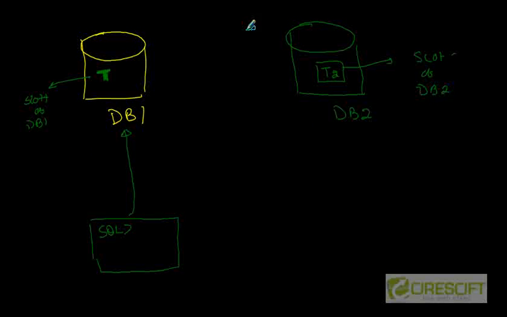So this is the scenario we are discussing. Now we are connected to database 1, and whenever we do select star from T, we get whatever data is in the table T in database 1. Then there is another way: while you are connected to database 1, you can still access the table T2 of database 2 by using an object called a database link.